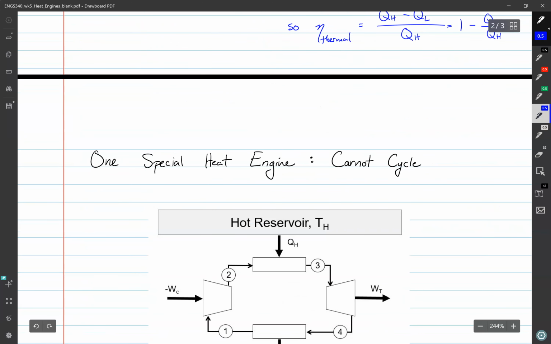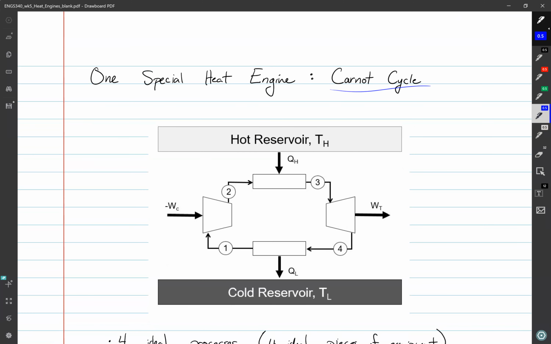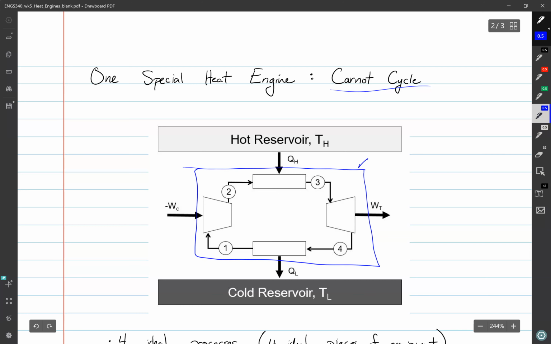So we're going to look a little bit more at one special case, which we covered briefly in class, which is called the Carnot cycle. So here's the figure that we had in class for the Carnot cycle. In our example before, that would be our black box. Now we have put some different things inside of our black box.